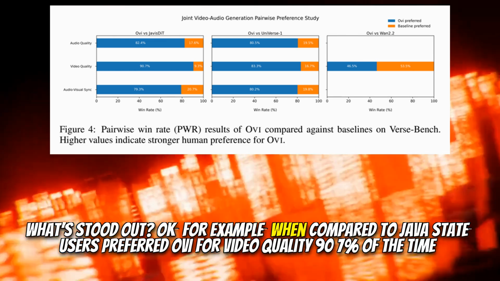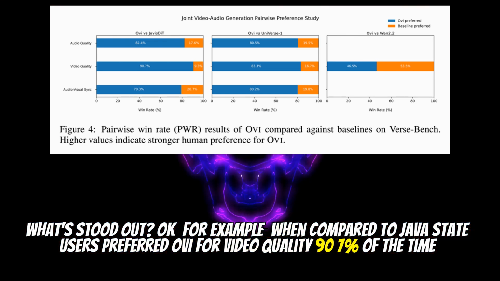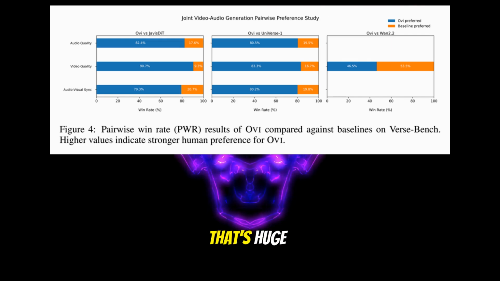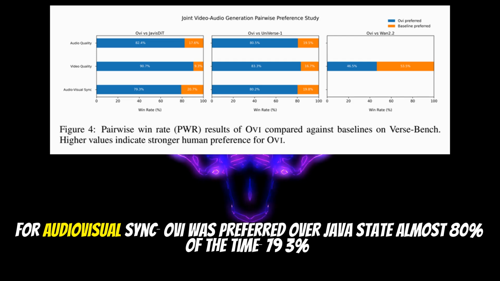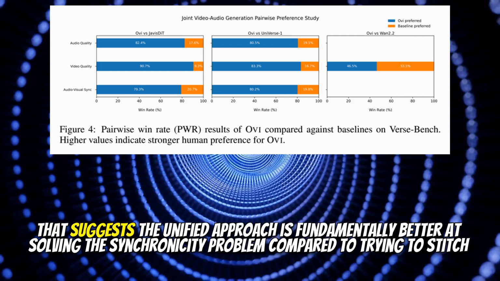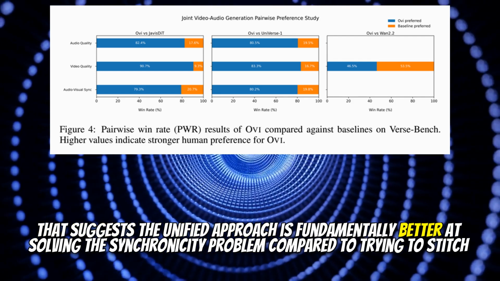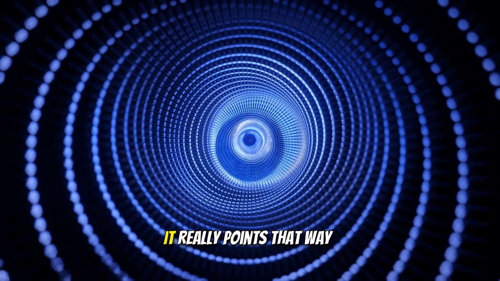Okay, for example, when compared to JavisDiT, users preferred Ovi for video quality 90.7% of the time. That's huge. Wow. And what about the key thing, the synchronization? Even stronger in a way. For audio-visual sync, Ovi was preferred over JavisDiT almost 80% of the time, 79.3%. Okay, nearly 80% preference on sync. That's not just incremental improvement. That suggests the unified approach is fundamentally better at solving the synchronicity problem compared to trying to stitch things together. It really points that way.